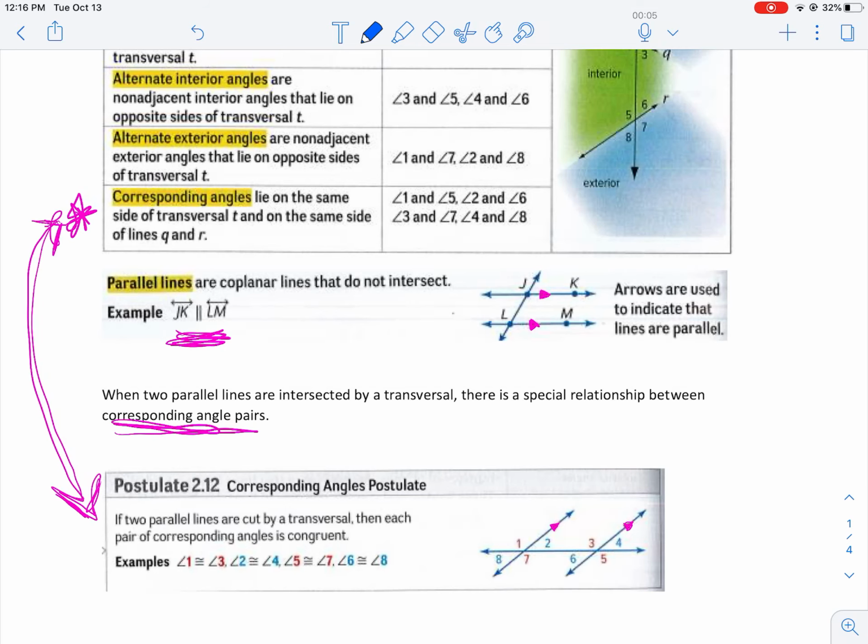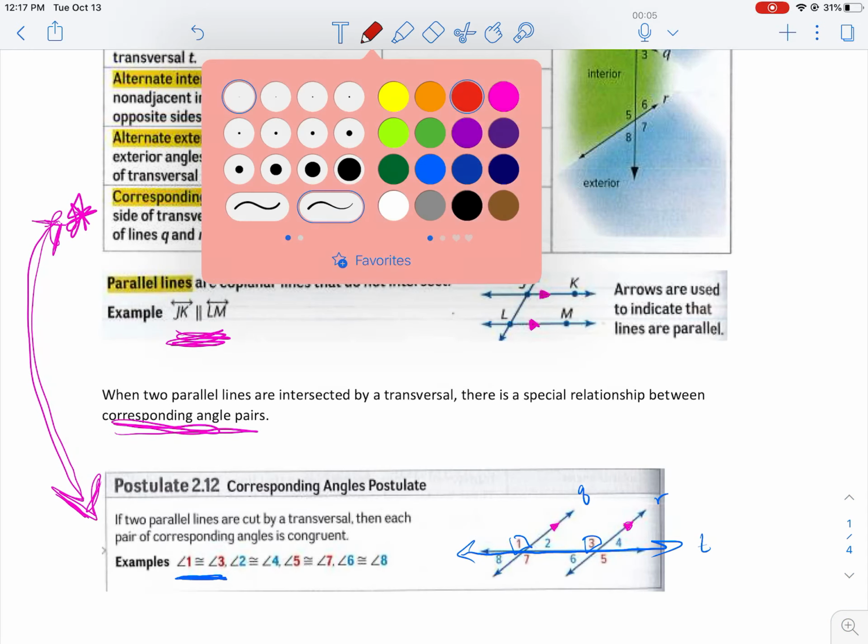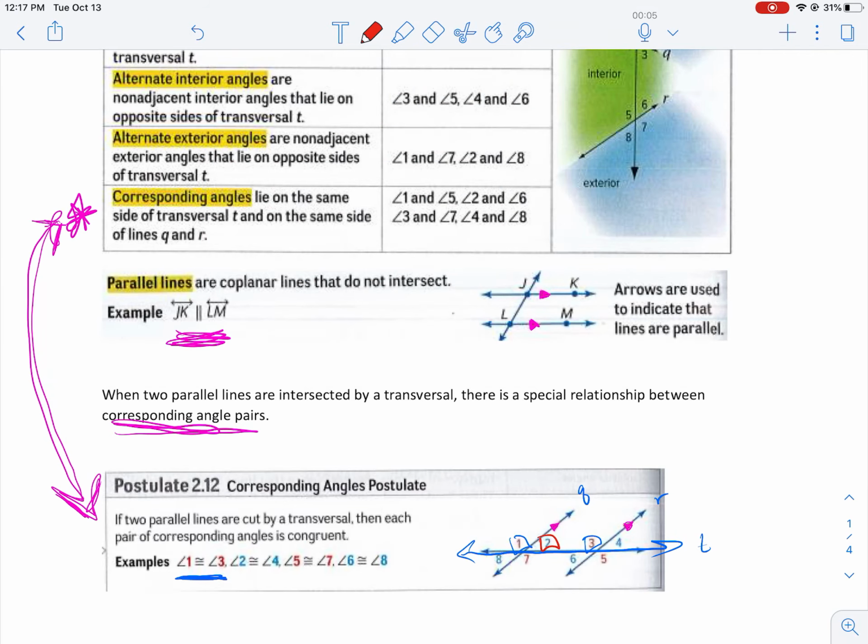If you look at 1 and 3, they're on the same side of that transversal, on the top. They're also in the top left corner of, let's give these lines some names here, both in the top left corner of Q and R. What that means is 1 and 3 are congruent, or they have the same measure. Our next one is 2 and 4.